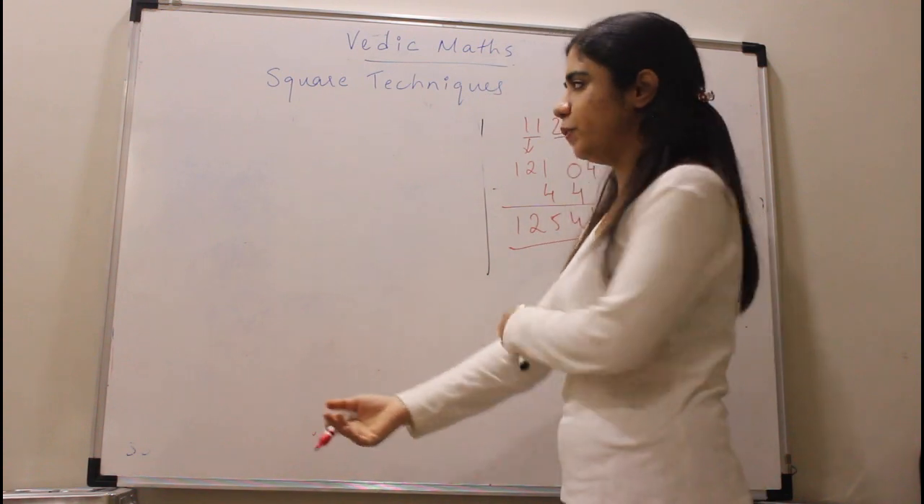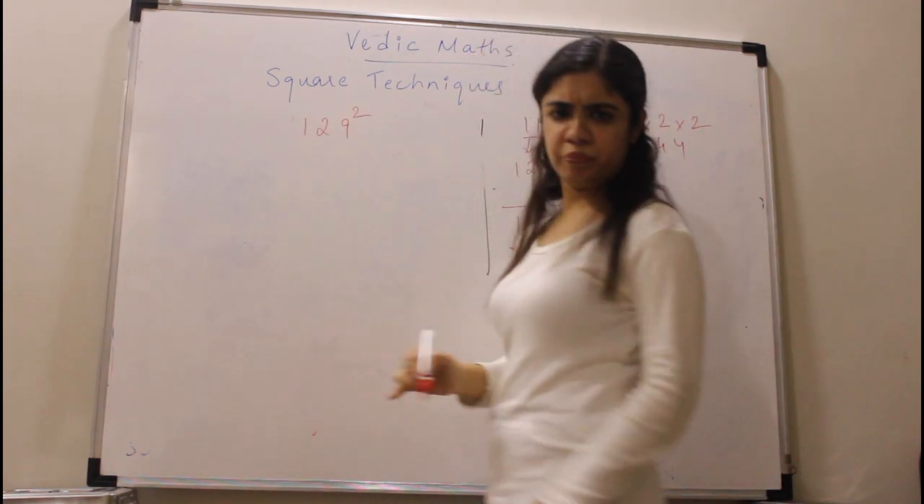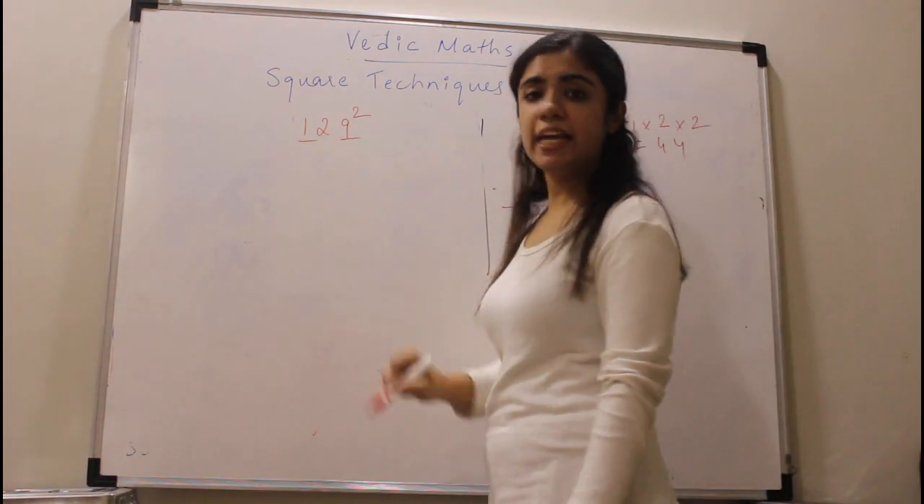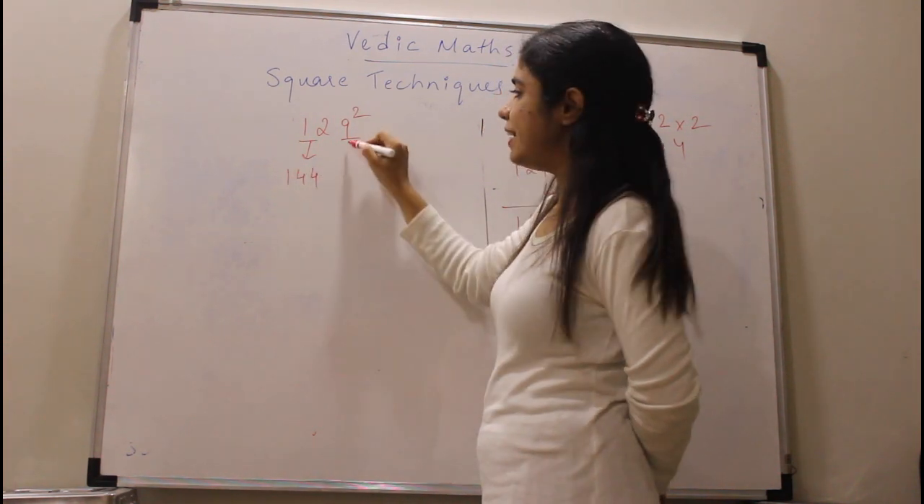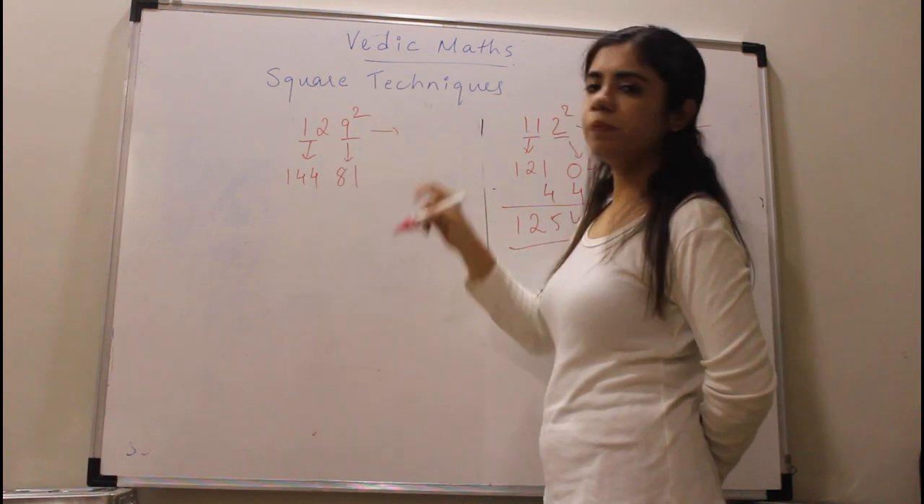Suppose if I ask you, what is 129 square? Dekho, split this as 12 and 9. 12 square is 144. 9 square is 81. Correct? Now multiply these two.